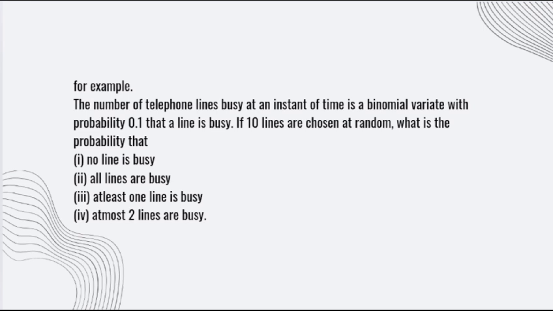For example, the number of telephone lines busy at an instant of time is a binomial variate with probability 0.1 that a line is busy. If 10 lines are chosen at random, what is the probability that, first condition, no line is busy, second condition, all lines are busy, third condition, at least one line is busy, and last condition, at most 2 lines are busy.